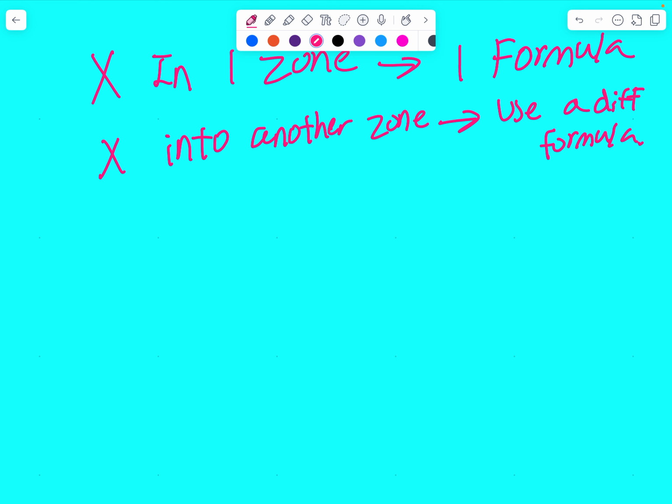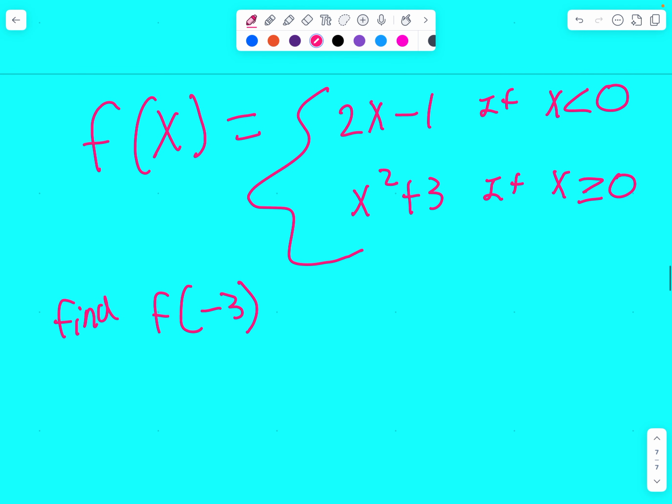So your 3 steps are: look at the x they give you, figure out which conditions it matches, and only use the formula attached to that condition. Let's look at a practice problem. We have f of x equals 2x minus 1 if x is less than 0, or x squared plus 3 if x is greater than or equal to 0. We have 2 formulas and 2 conditions. Let's evaluate 2 values and walk through the thinking.